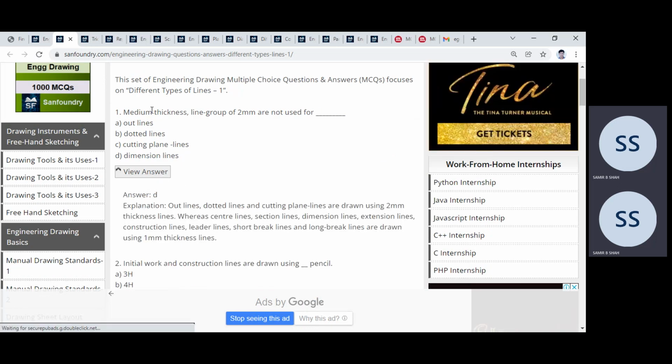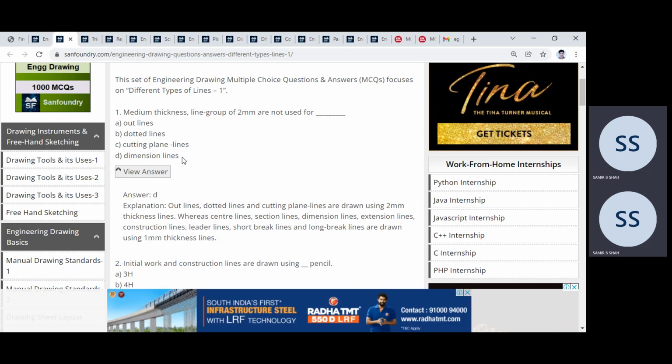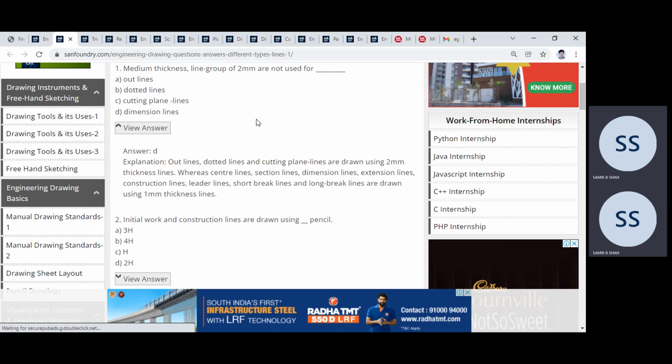First is: the medium thickness line group of 2 mm is not used in which? कहाँ पर मीडियम थिकनेस लाइन यूज नहीं होती है? There are four options: outlines, dotted lines, cutting plane lines, and dimension lines. If you see this fourth option, dimension lines, that is where we do not use the thicker line. We prefer to use up to 2 mm thickness mostly for dotted lines, cutting planes, and outlines. If we talk about dimension lines, then it may be up to 1 mm thickness.